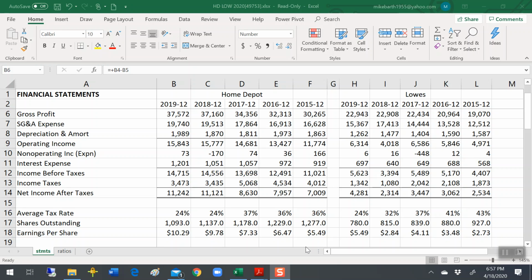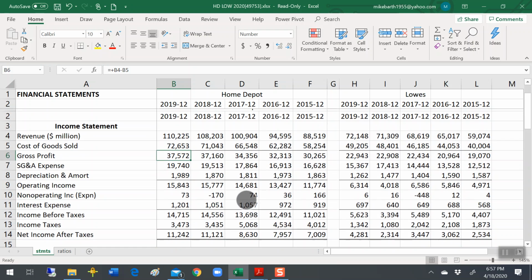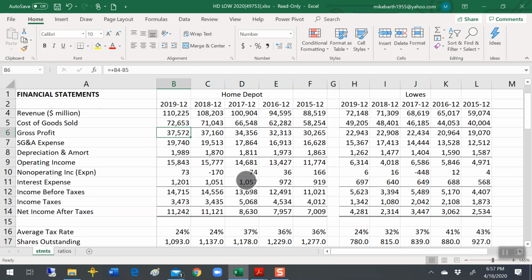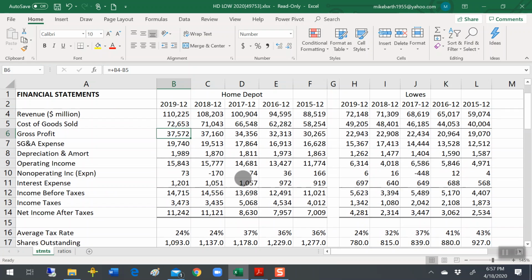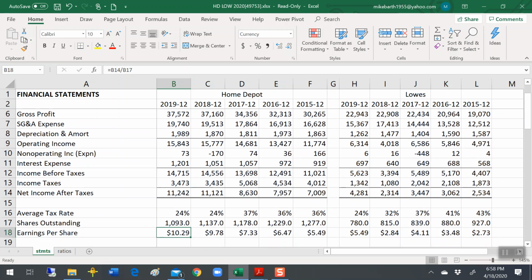The income statement basically takes you through revenue and then all the expenses and then gets you to net income. However, people report the number of shares so people can calculate the earnings per share.